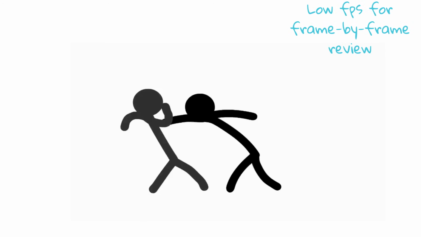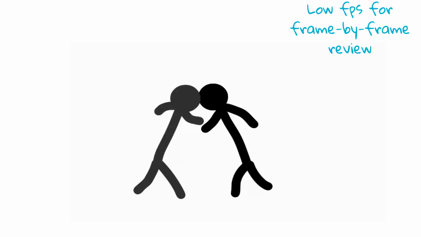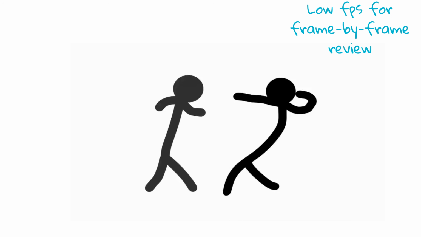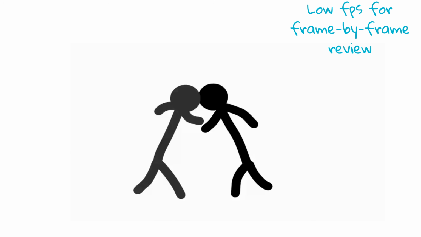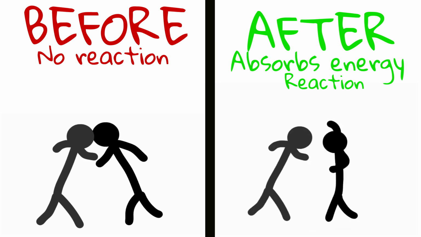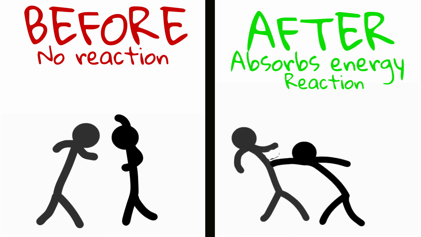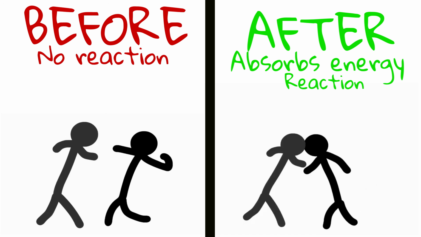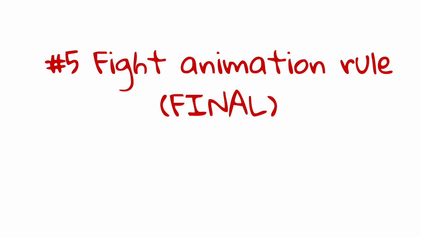Even if the character blocks, the body should still react to the force. The shield or arm stops the hit, but the whole body still absorbs some energy. That reaction tells the viewer how powerful the attack was. And once the reaction matches the attack, the whole fight starts feeling connected instead of looking like two characters moving separately.